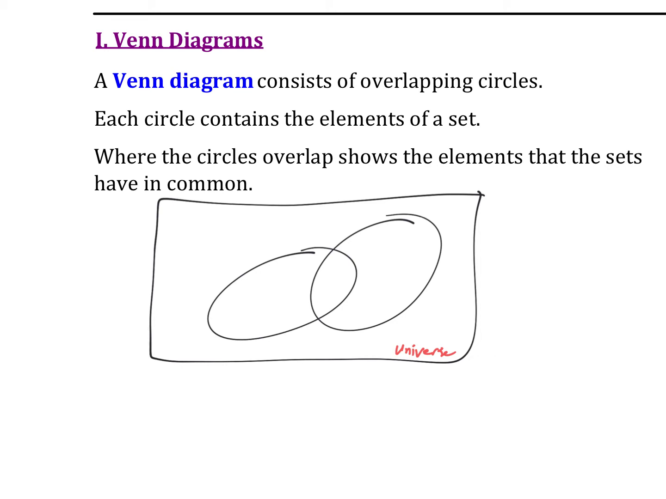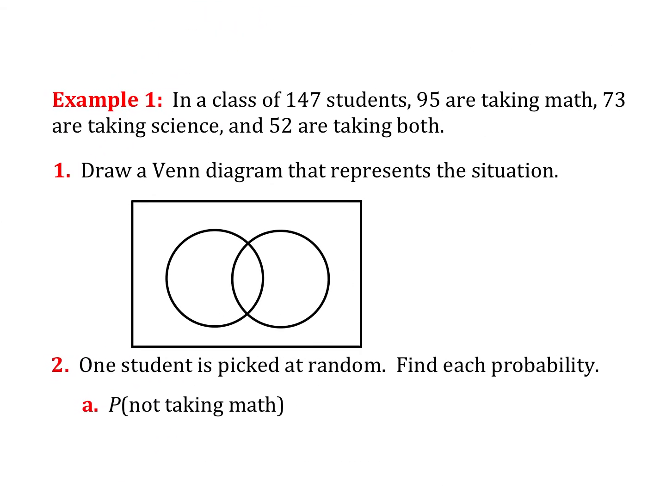So let's see an example. We have a class of 147 students. 95 are taking math, 73 are taking science, 52 are taking both. We've seen this example used before, and now we're going to start using it to get more into conditionals. We want to create two overlapping circles, math and science. I'm going to strongly advise starting from the middle and working our way out. So 52 took both, and I'm going to put 52 in the middle.